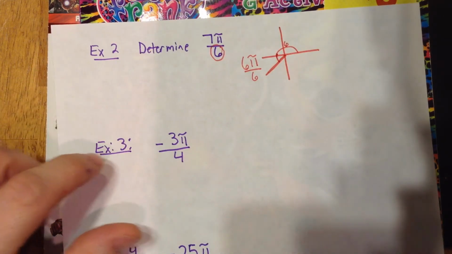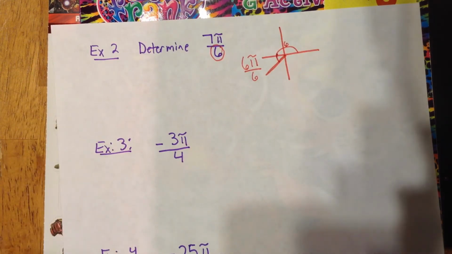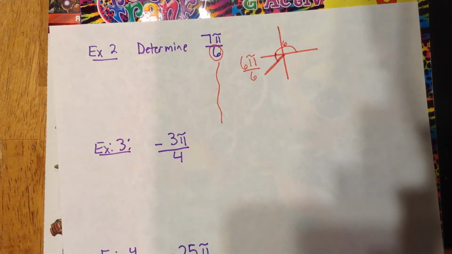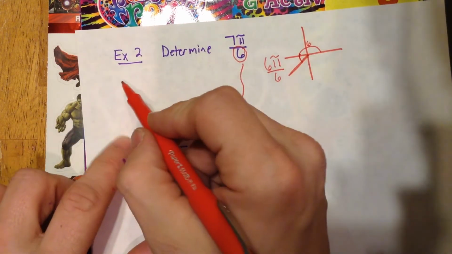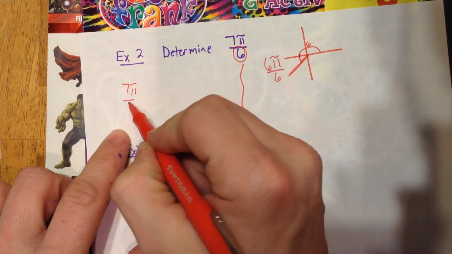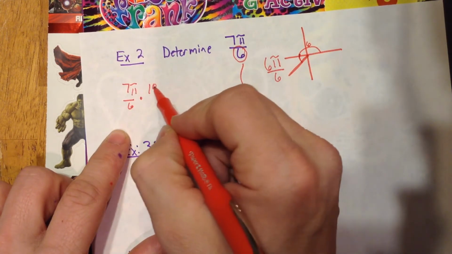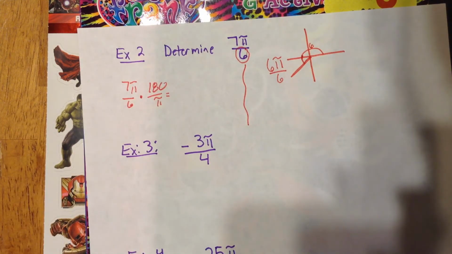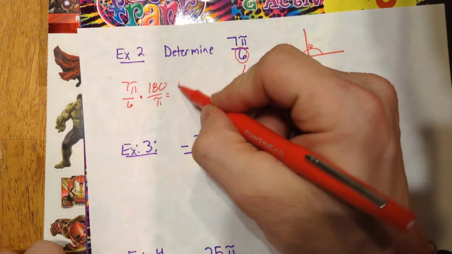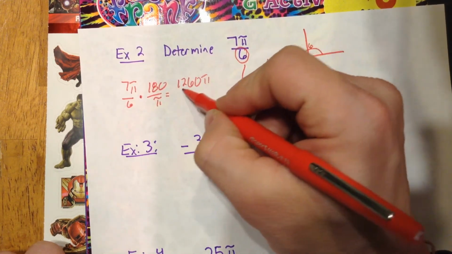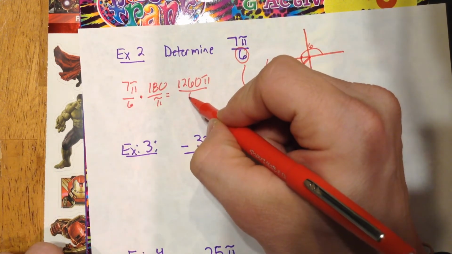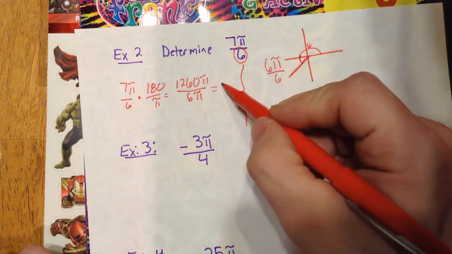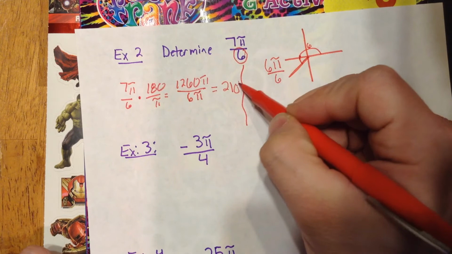If I were to do it with converting radians to degrees, I'll do that here, on the left. We would basically be doing 7 pi over 6 times 180 over pi. And we're going to multiply the numerator: 7 pi times 180, 1260 pi, 6 times pi, 6 pi. And we're going to divide those, and we're going to get 210 degrees.